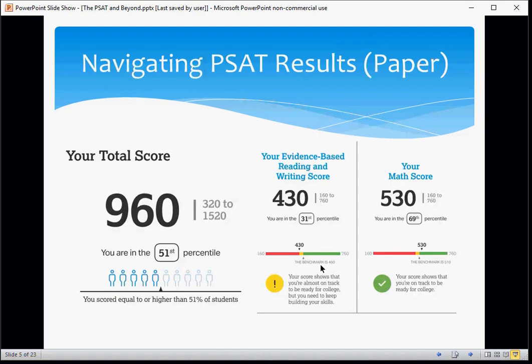Down here, you'll notice that there's a benchmark score. The benchmark is designed to tell you that you're ready for college. So a 430 on the reading and writing is a little bit lower than what you should have. The minimum score you need is 460 to be college ready. And on the math side, the benchmark score is 510. So this student is considered to be college ready at this point. Obviously, they could do a lot better. They could get a maximum score of 760. So it's not as if they have the best score they could get, but the score indicates that the student is ready to do college level work.